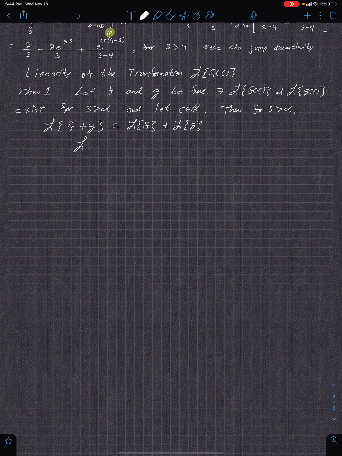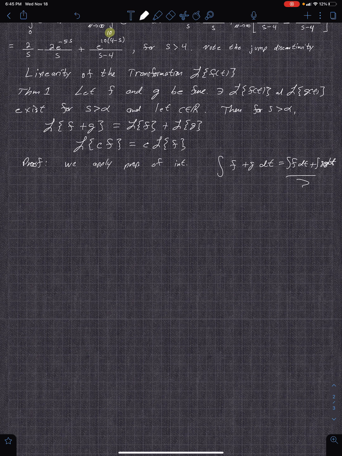Then you also have the constant multiple concept. But as you're thinking through this, picture what they are. I mean, these are integrals, so it applies to all the properties of integrals. For the proof, I'm not going to go through all the little details. We apply properties of integrals. So essentially, it boils down to this integration concept: integral f dt, integral g dt. That's essentially what you end up getting when you apply that.